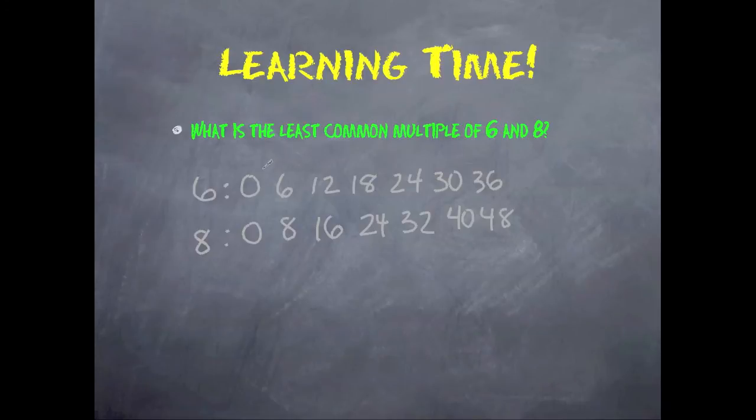All right, so we know that we can't use 0 as the least common multiple. So we have to look and see: do they have 6 in common? No. Do they have 12 in common? No. Do they have 18 in common? No. But the first number that we see that they have in common is 24. So the LCM, or least common multiple, of 6 and 8 is 24.